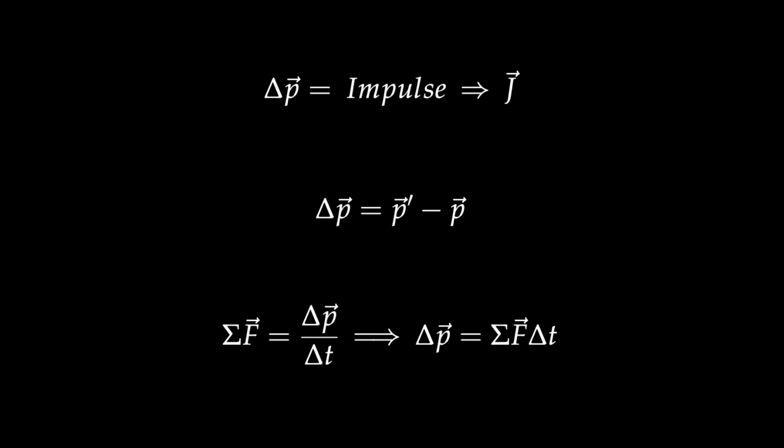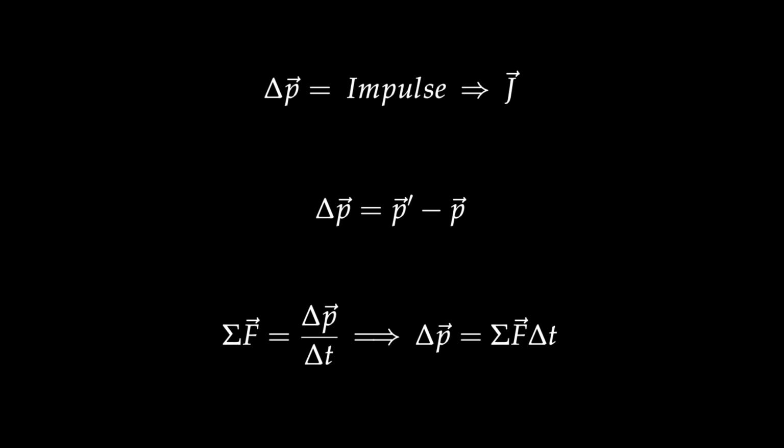A little bit of algebraic jiggery-pokery to this equation. What I discover is that the change in momentum is also equal to the net force multiplied by delta t. So if I'm asked to calculate impulse in a situation where I'm given forces and times, then I simply multiply the force times the time and I'll get the impulse.